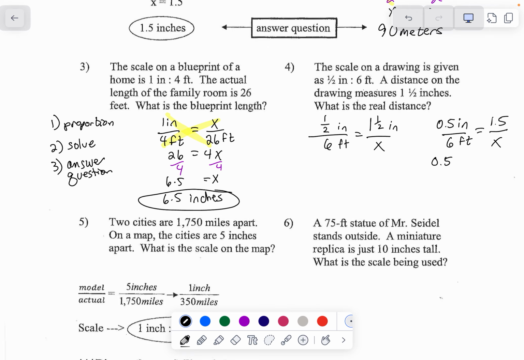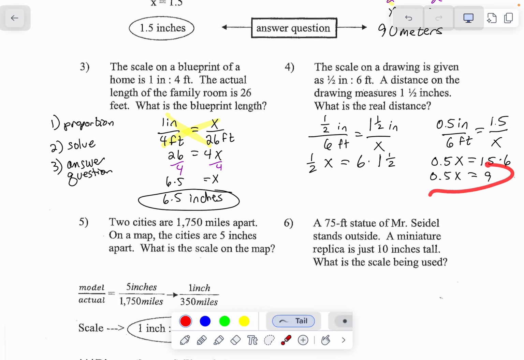0.5 times X and 1.5 times 6. 1.5 times 6 is nice. It is 9, so let's make that a 9. Here it would be 1/2 of X equals 6 times 1.5. So it does look a little funky that way. Okay. If we continue on the right, what number do we have to divide off? Yeah, you got to divide by that 0.5, that 1/2. And so if we divide it off the 0.5, we get 18.